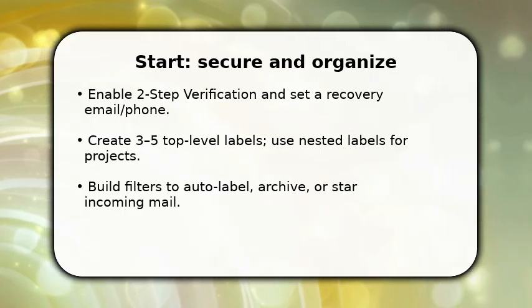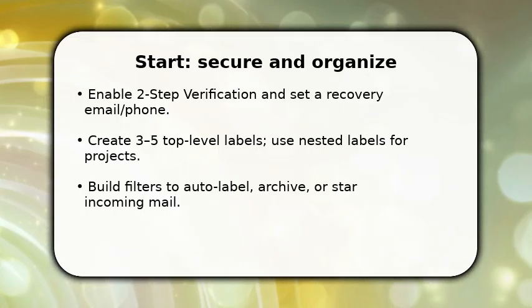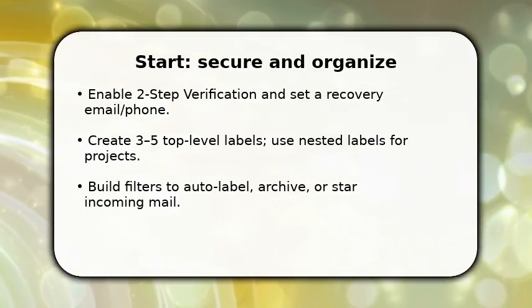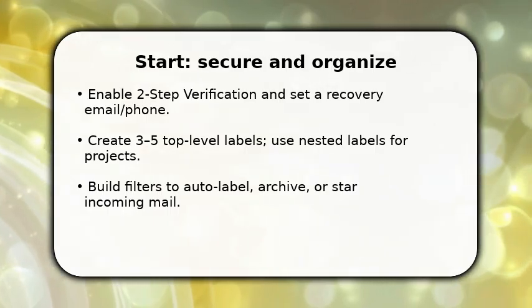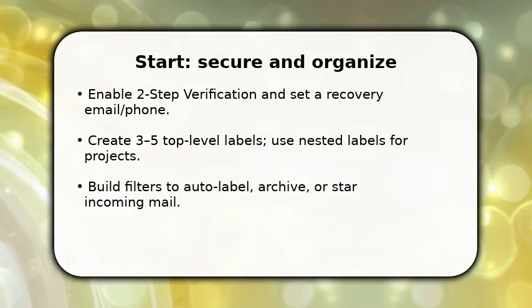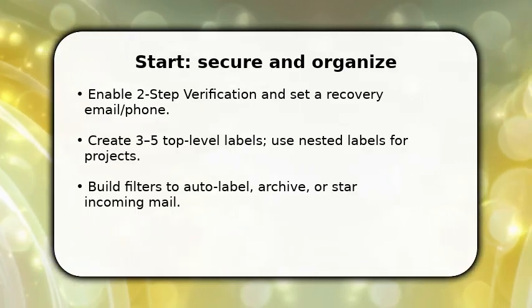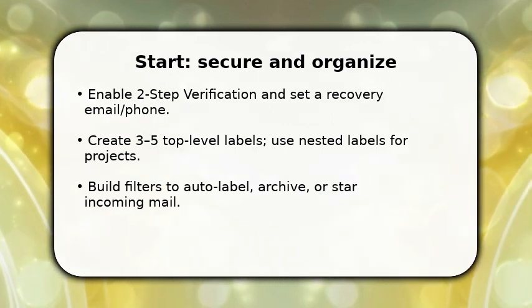First, create a few top-level labels for active projects and one archive label. This gives structure and reduces decision fatigue. Then build filters that match senders, subjects, or keywords to auto-label, archive, or apply a star. Once done, new mail is sorted immediately. Make sure filters use skip inbox only when you truly won't need to triage those messages.